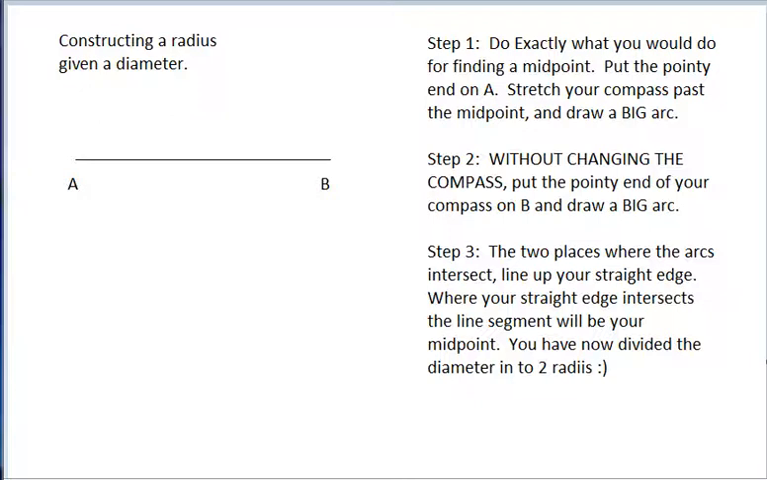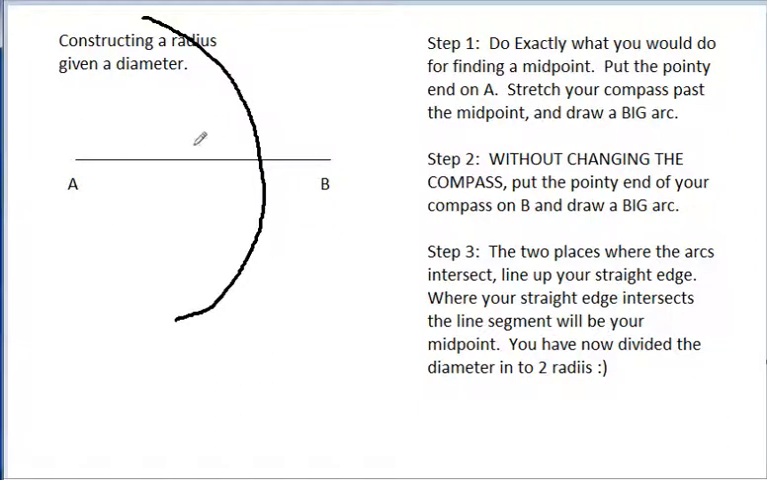Alright, last construction. This one you're going to construct a radius given a diameter. And once again, if you remember, a diameter is basically 2 radii, 2 radiuses. And so we're literally just going to cut the segment in half. And when we do that, then we will know how long a radius is. So we're going to do the exact same thing that we did to the midpoint. First, we're going to put the pointy end of our compass on A. And then we're going to make a big arc, just like we did already.